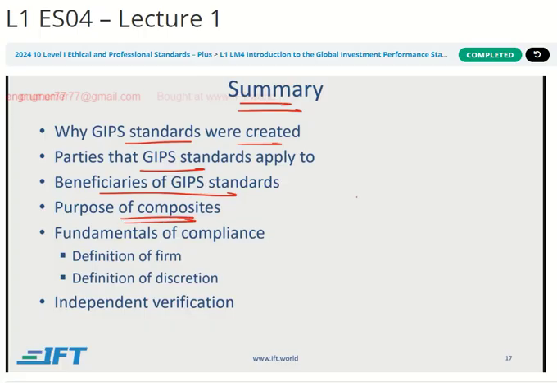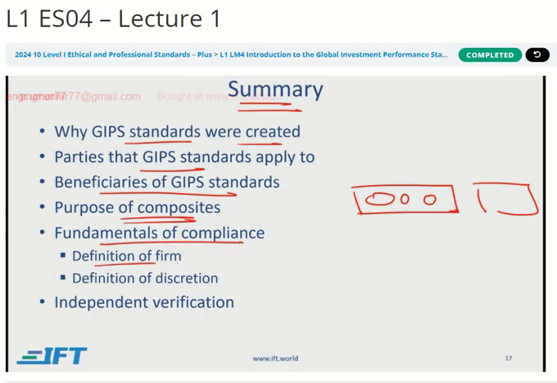For an asset management company, a composite would include all discretionary fee-paying accounts that are following a particular strategy. Every single account for a given asset management firm that is fee-paying and discretionary needs to be in at least one composite. With respect to fundamentals of compliance, we talked about the definition of the firm and discretion.